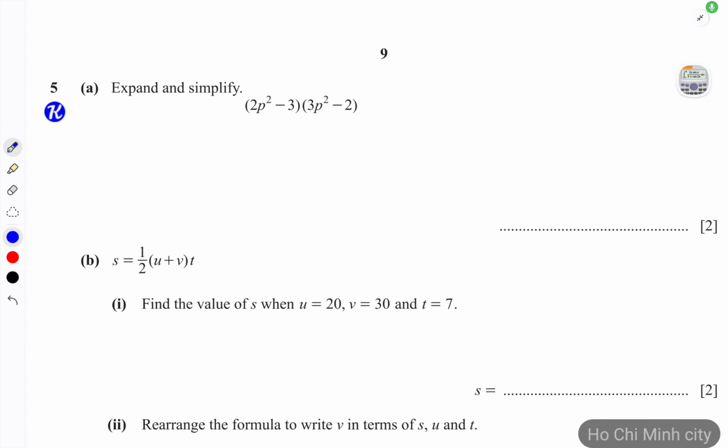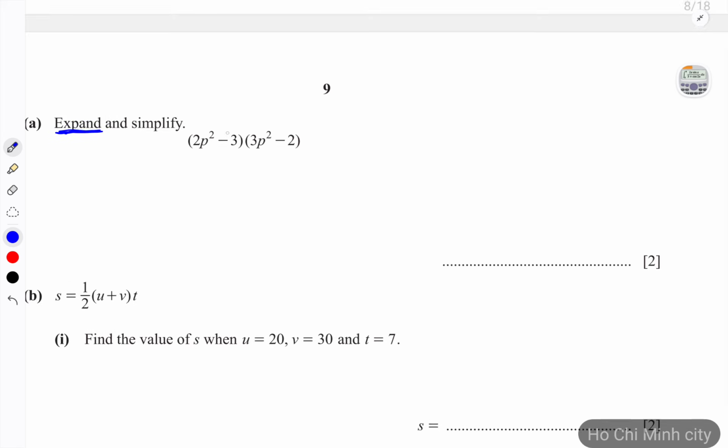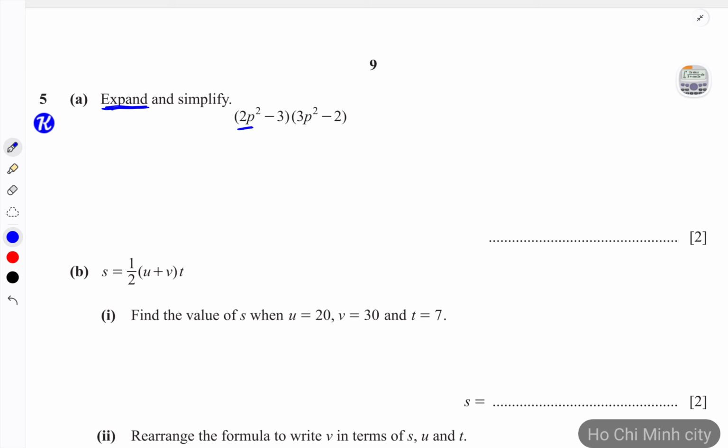Now we will come to question number 5. Expand and simplify. Alright, so first of all, deal with the expanding. So we take this term and then multiply with these two terms. We have 6p^4 minus 4p^2. And then this term multiplied with these two terms, minus 9p squared plus 6.